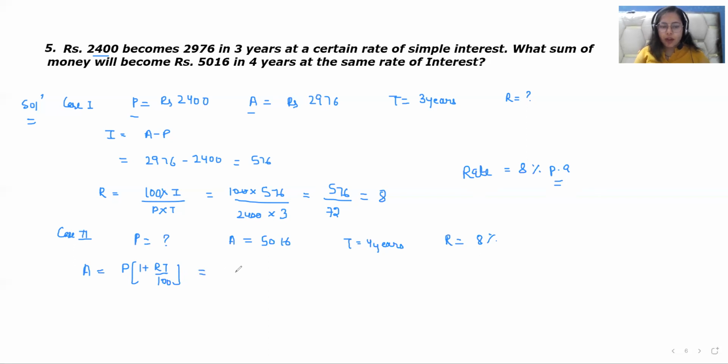Put the value of amount, 5,016. P we have to calculate. 1 plus R is 8, time is 4, over 100. So it becomes 8 times 4 is 32. And after LCM it becomes 132 over 100 P. After eliminating it, we get 33 over 25.